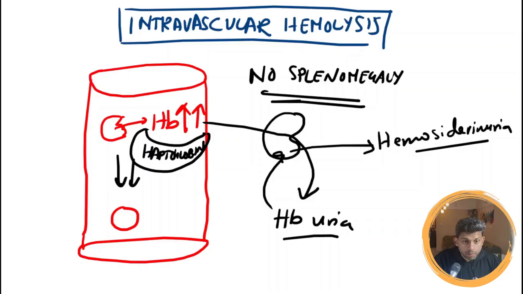It can be due to mechanical trauma on RBCs, due to heart valves, maybe in marathon runners because of RBCs constantly getting hit onto the blood vessel walls. Toxins. Some toxins can directly destroy the RBCs. Parasites like malarial parasite, or in some cases complement, can get attached to the RBCs and destroy it.